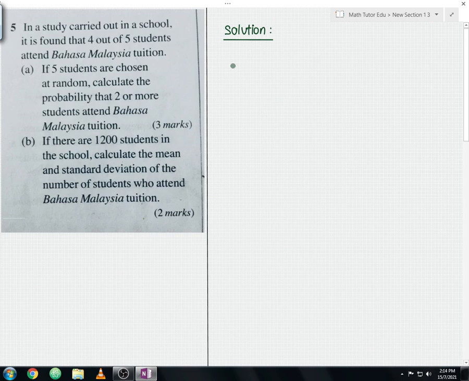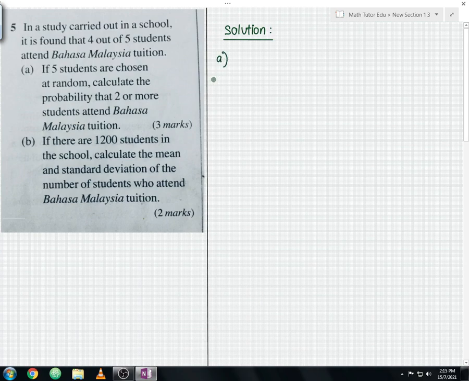For this question, we are still covering the binomial distribution concept. In terms of the binomial distribution concept, three pieces of information are very important, guys: the number of trials, probability of success, and probability of failure. These three pieces of information will be our first priority. So let us begin our discussion for question part A.